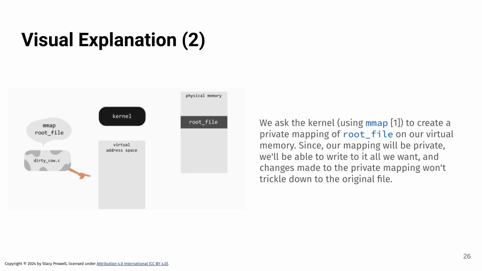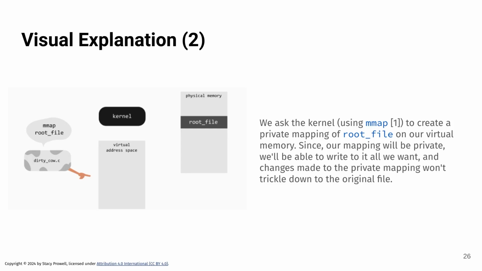So here's what we do. We go ahead and we ask the kernel, and we use a system call called mmap to create a private mapping of the root file in our virtual memory. And that's okay. We can do that, right? We can say, go ahead and read that file into my virtual address space, or give me a mapping to that file in my virtual address space. And once we have a copy of it, we can modify the copy. It's fine for us to get a writable copy of it. It's just not okay for us to write to the original, right? Keep that in mind, okay?